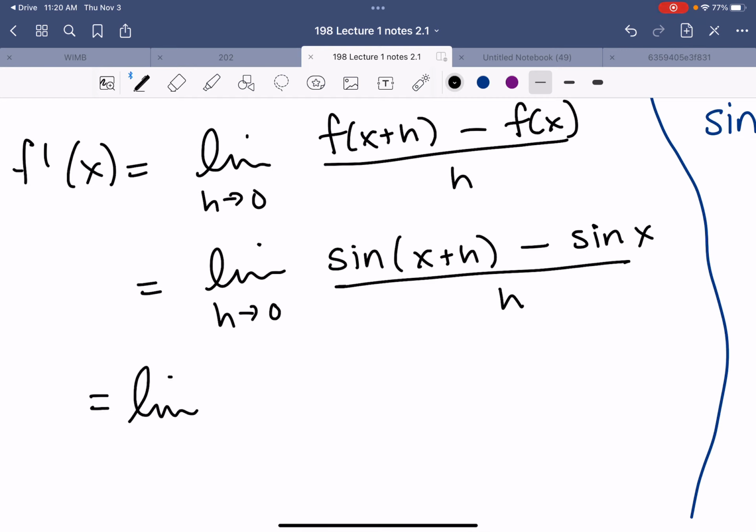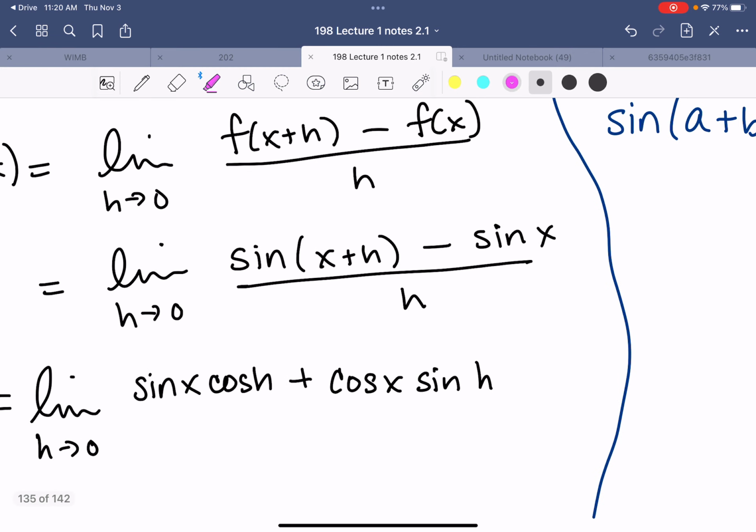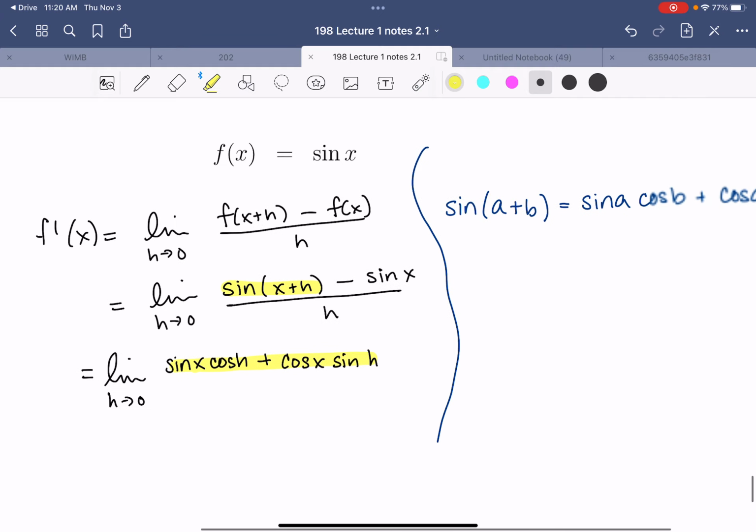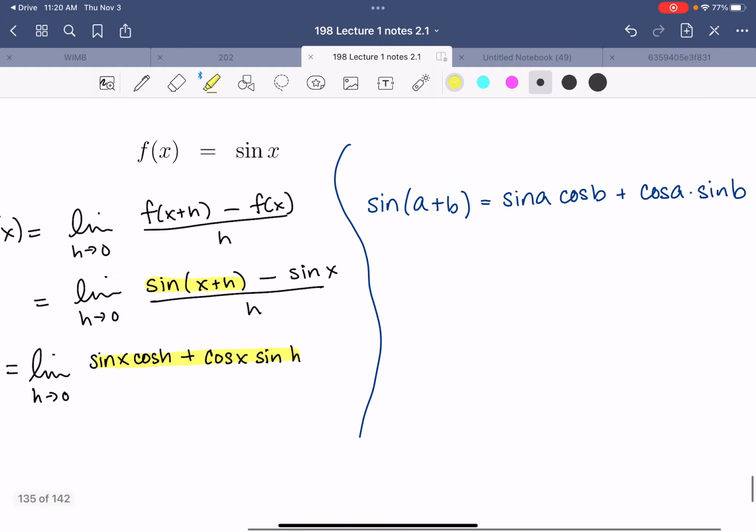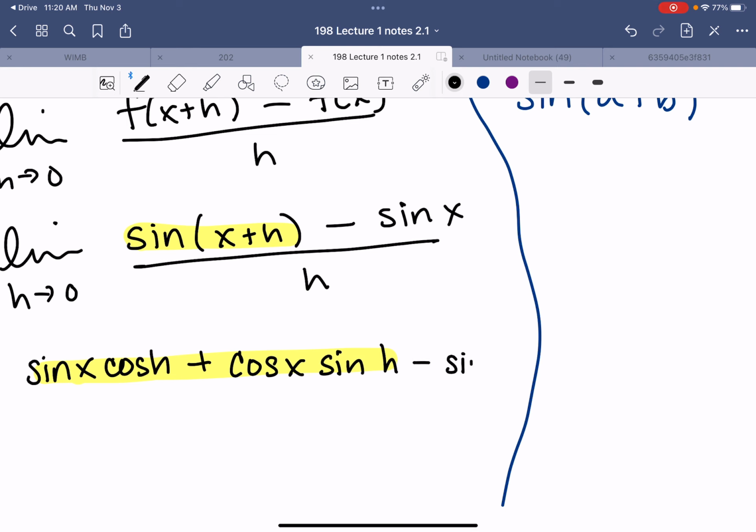So this is the limit as h goes to 0 of sine of x cosine of h plus the cosine of x sine of h. So this one replaces this one using that identity, right? And you can see kind of how I did that. The a is the x, the b is the h. And then you're subtracting the sine of x. So minus sine x, and all of that is over h.